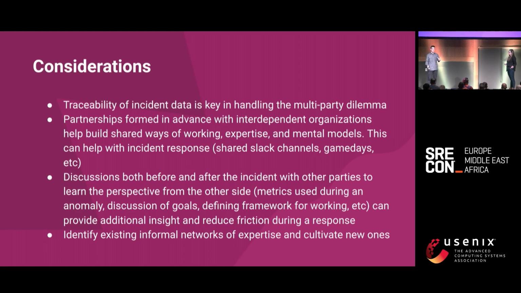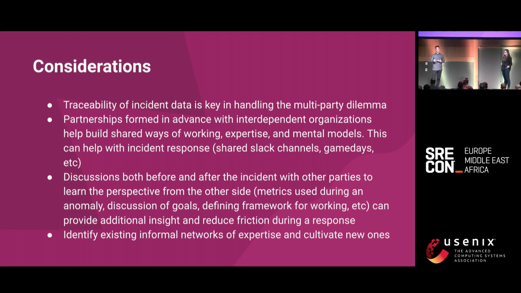It's important to pick, you can't do this maybe for all of your vendors, especially if you have a lot of them, but pick some key vendors to start forming partnerships with in advance of having incidents. So can you share the way you're working, operational models, expertise, your mental models? This can really help with incident response. And you might be able to involve them in things like game days or through Slack Connect. Have discussions before and after the incident with those other parties.